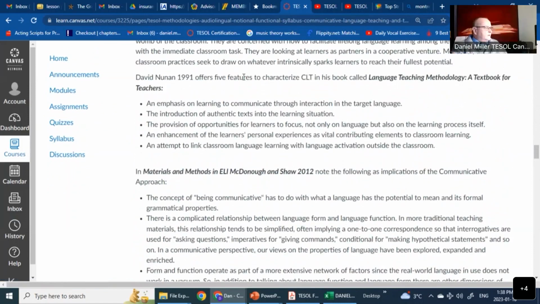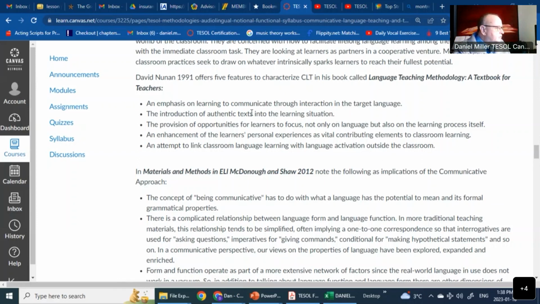There we are. So David Nunan had these five features that characterize CLT: an emphasis on learning to communicate through interaction in the target language. So communication is the key thing with CLT, and any function, any activity of teaching that helps to improve the communication skill of the student is appropriate to use in the CLT environment. And the introduction of authentic texts is another key important aspect of the CLT learning situation.